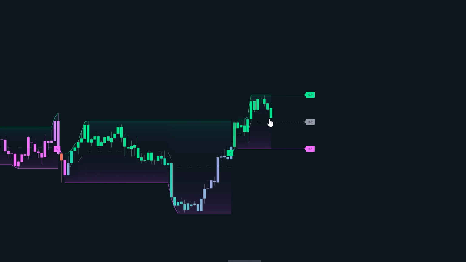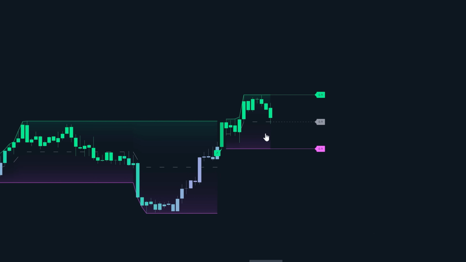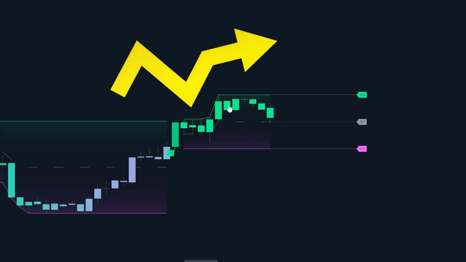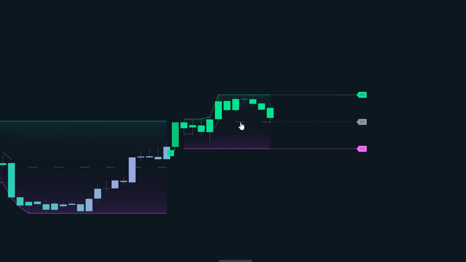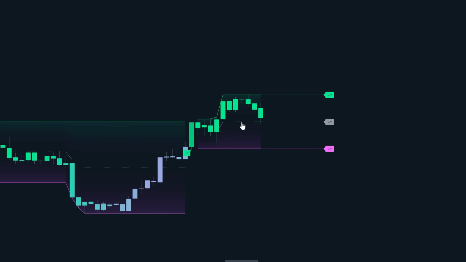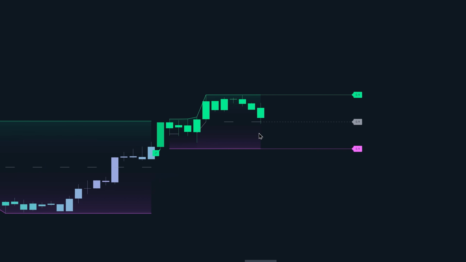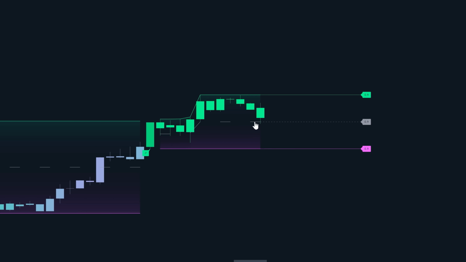Now, this long position was valid because, as you can see, the trend was bullish, indicated by the bright green candles above the midline. At the same time, we had a pullback that happened after a gap of 5 candles, which makes this pullback a valid pullback. Looking at the pullback candle itself, we can see that it touched the midline only with the wick.